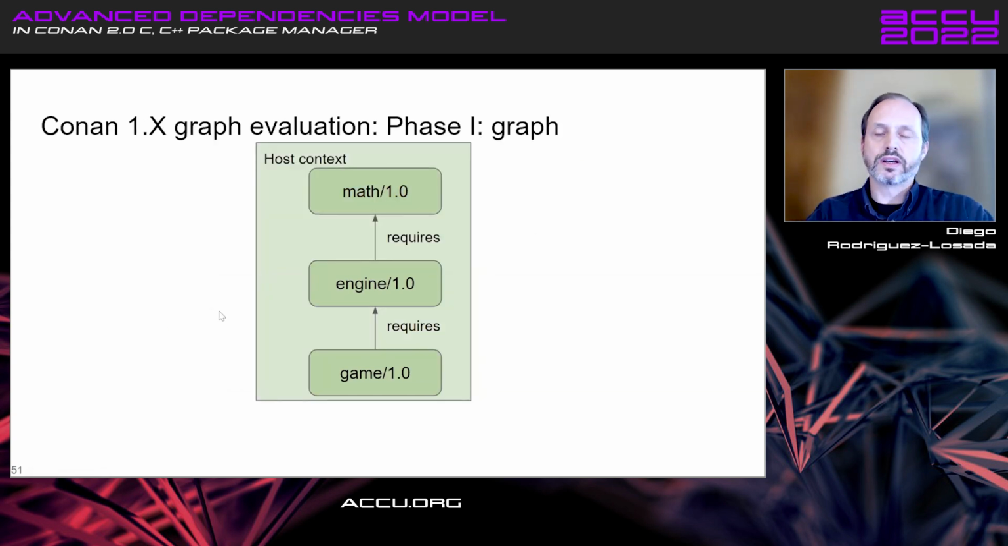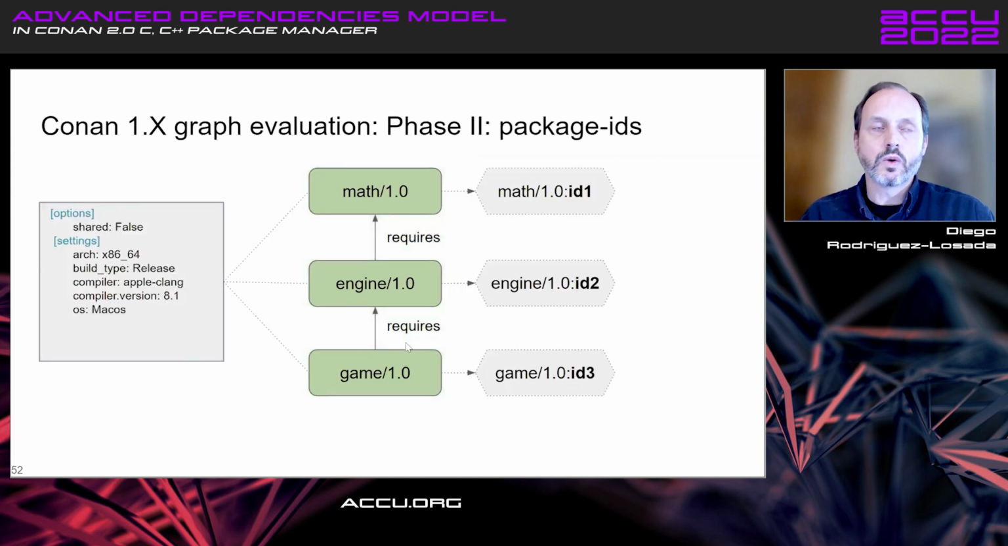I'm going to explain how Conan is actually computing the binaries that are to be used. The first stage in the dependency graph resolution is computing the graph of the host context. So we resolve the game that depends on engine, that depends on math in the host context. Then we take the configuration, the settings, the options, and the versions of the dependencies, and we feed them into the graph, and we compute the package IDs for every package in the graph.